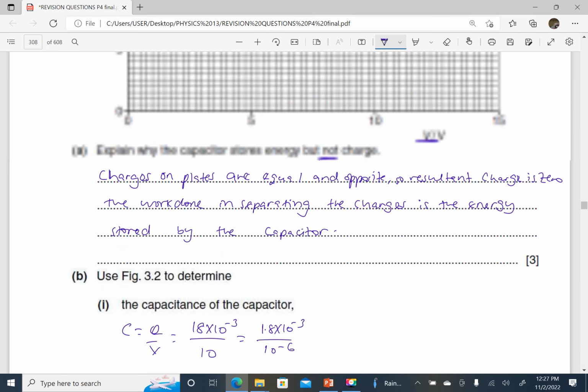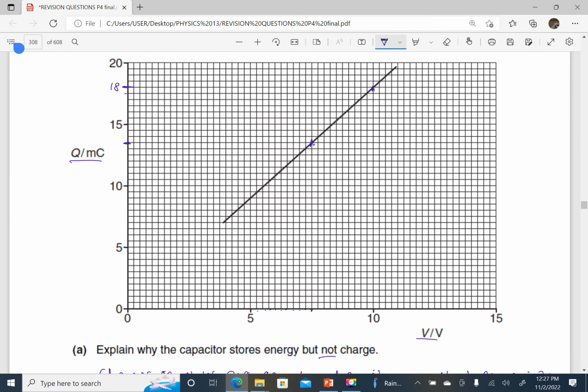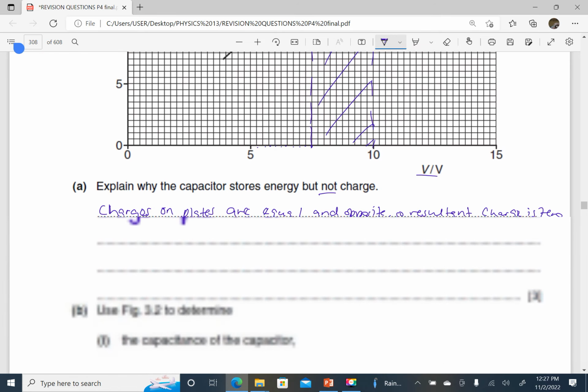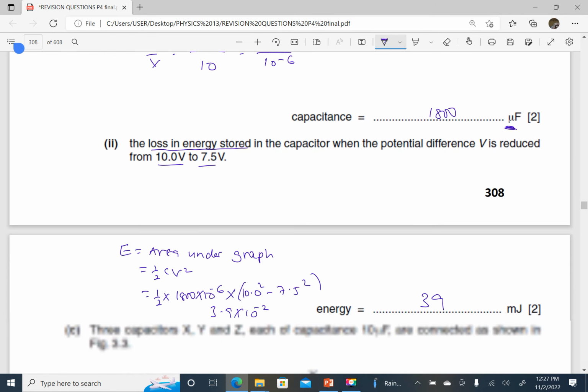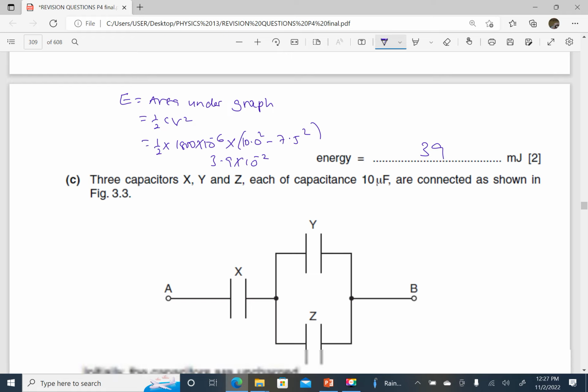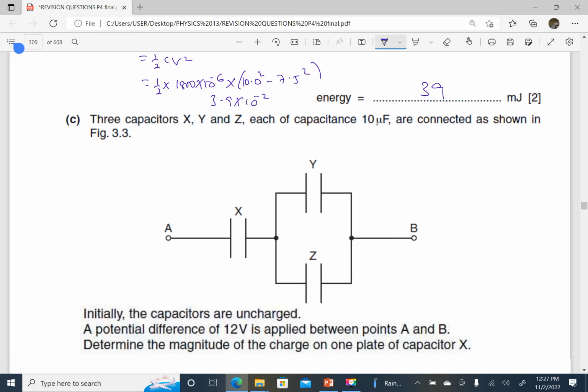You can also find the area under the graph between these two parts. You can find the area under the graph between 10 and 7.5. So you can find the area under this part here to find the energy stored, the loss in energy stored in the capacitor. It will be approximately the same value. But substituting the formula is very easy.